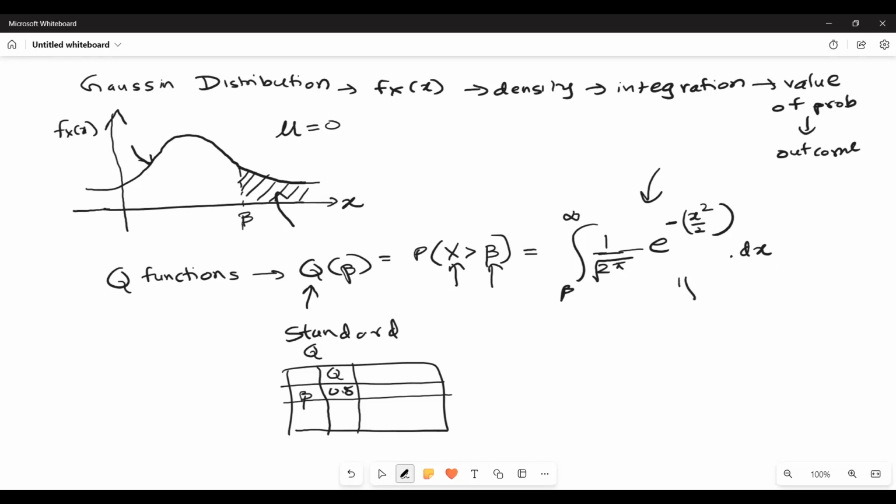And in order to use this function, the random variable should follow some properties, right? The mean value of this random variable should be 0 and the variance must be 1. Only for those kinds of random variables can we use this Q function to find the value of the probability. Is it okay for you?